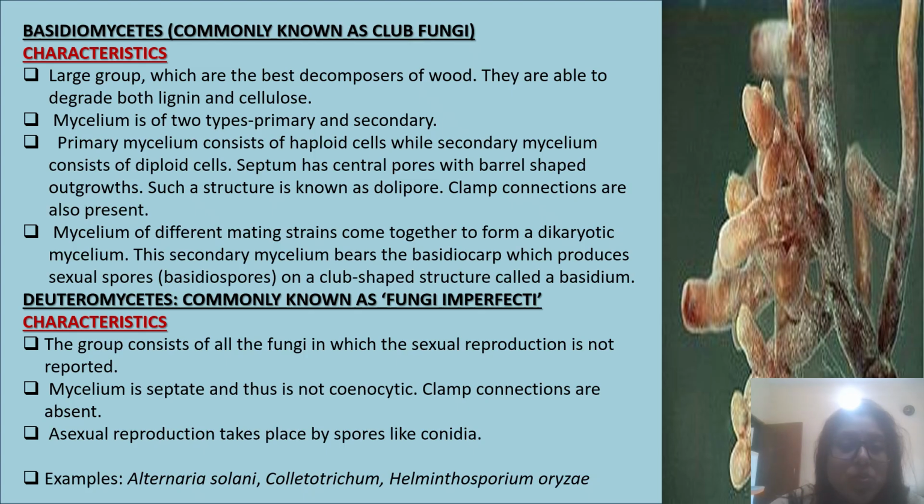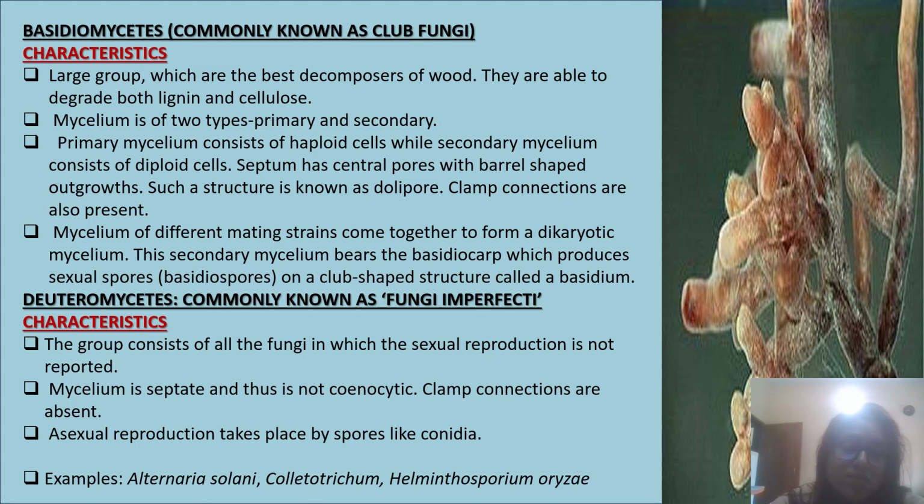The septum has central pores with a barrel-shaped outgrowth. Such a structure is known as a dolipore. Clamp connections are also present. Mycelia of different mating strains come together to form a dikaryotic mycelium. This secondary mycelium bears the basidiocarp, which produces sexual spores on a club-shaped structure called the basidium.